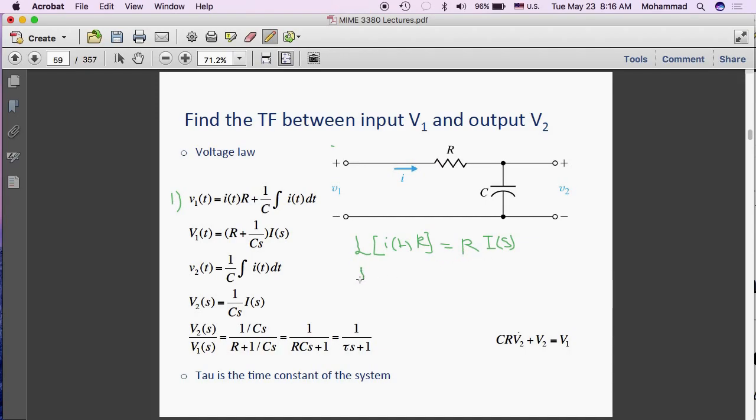Now, what is the Laplace transform of 1 over c integral of I of t dt? So let's start with 1 over c. What will happen to that?